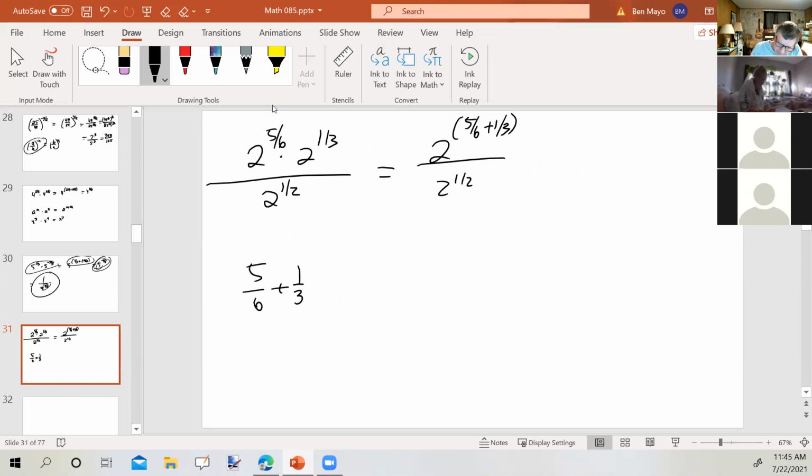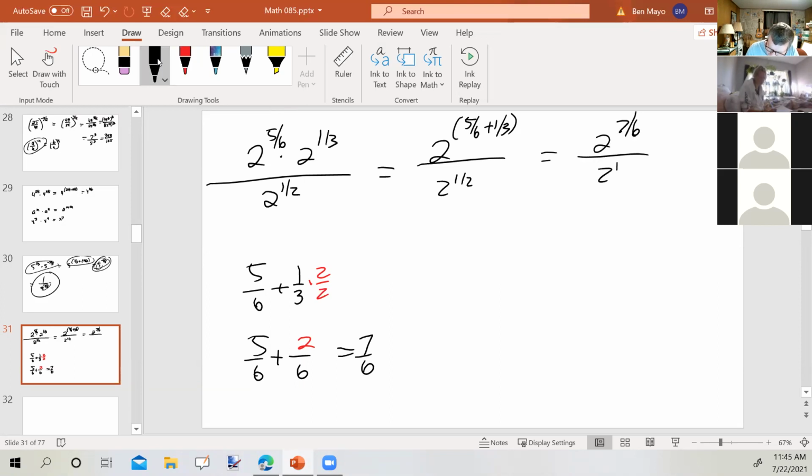How do you do that? Well, you need a common denominator, which in this case is a 6. So I'm going to multiply 1/3 by 2 over 2. So 1/3 becomes 2/6. 5/6 plus 2/6 becomes 7/6. So this is 2 to the 7/6 power over 2 to the 1/2 power, and we're not done yet. Take a look at that, see if you got any questions.